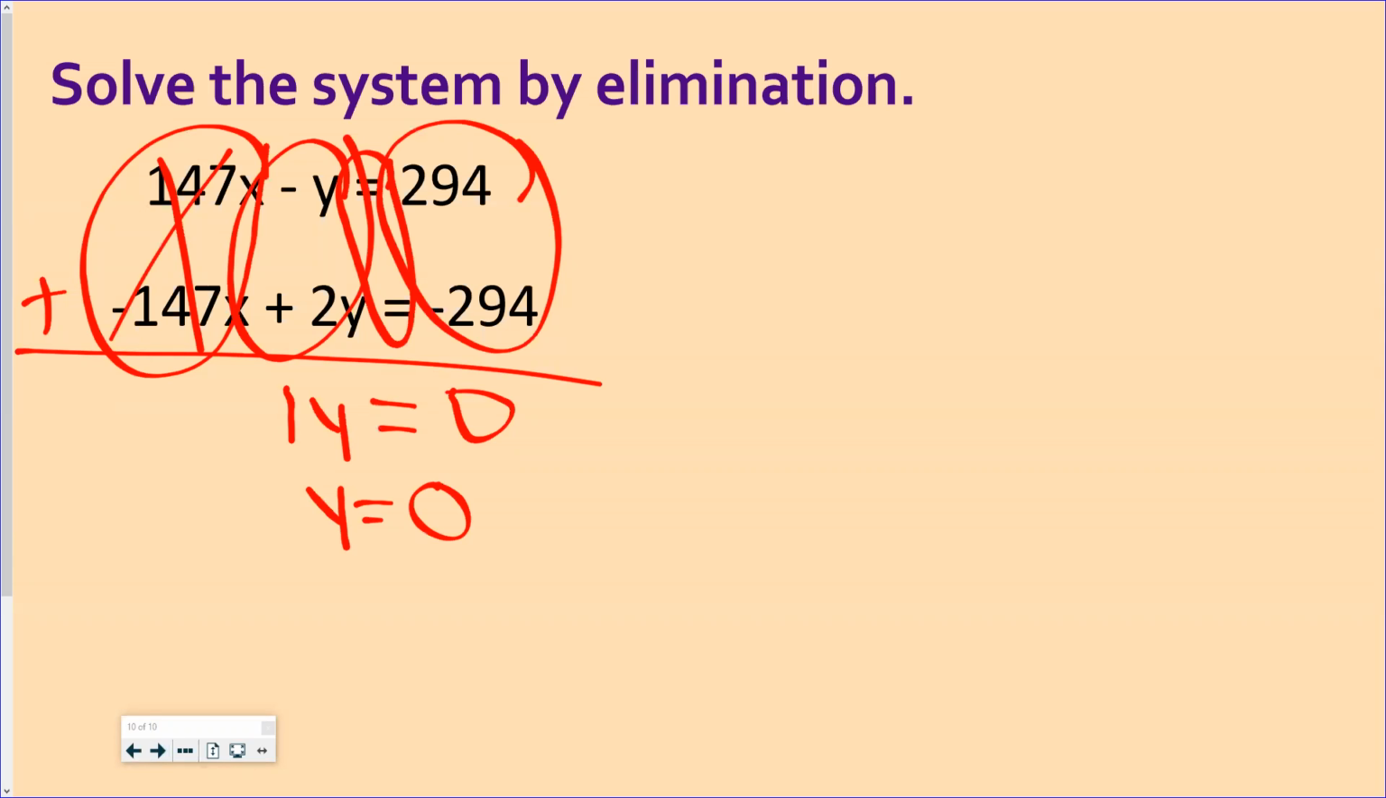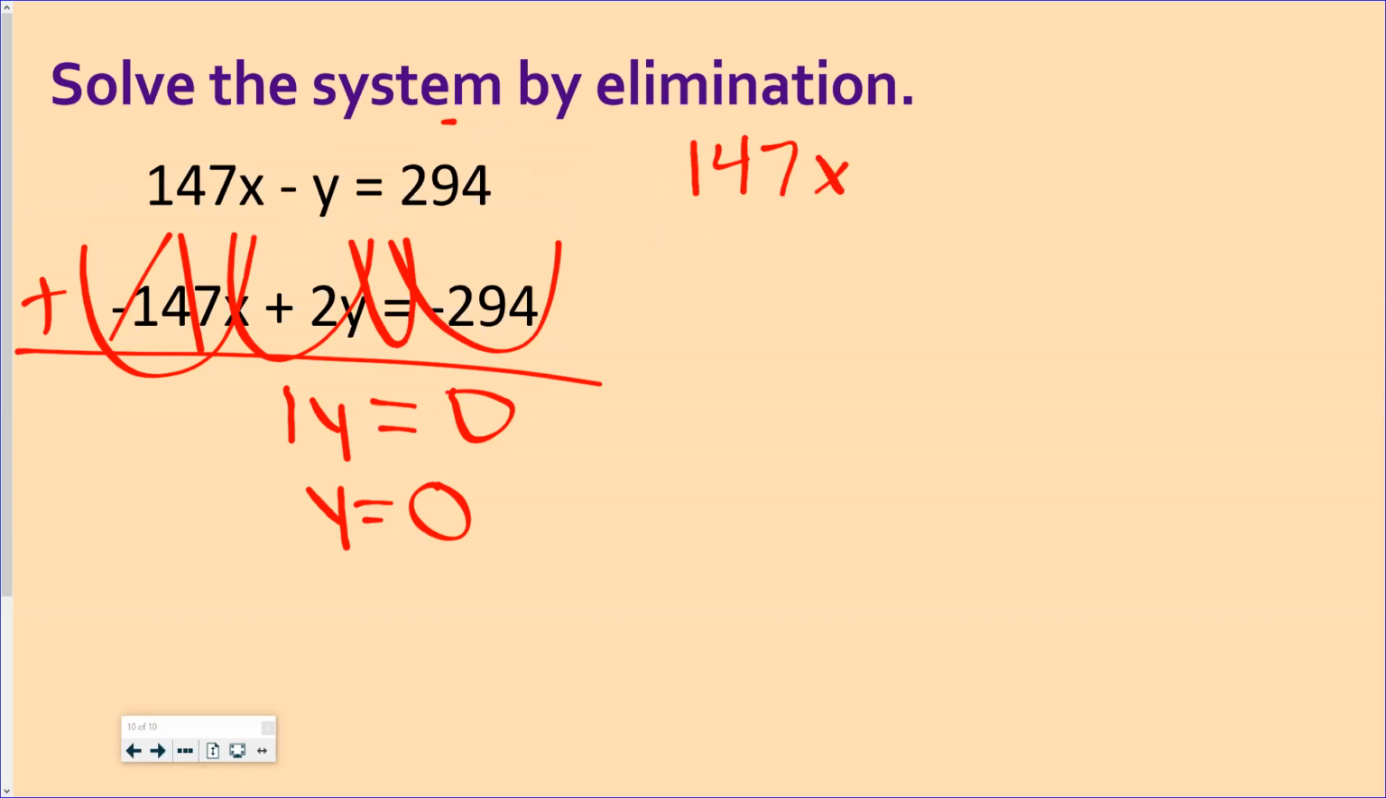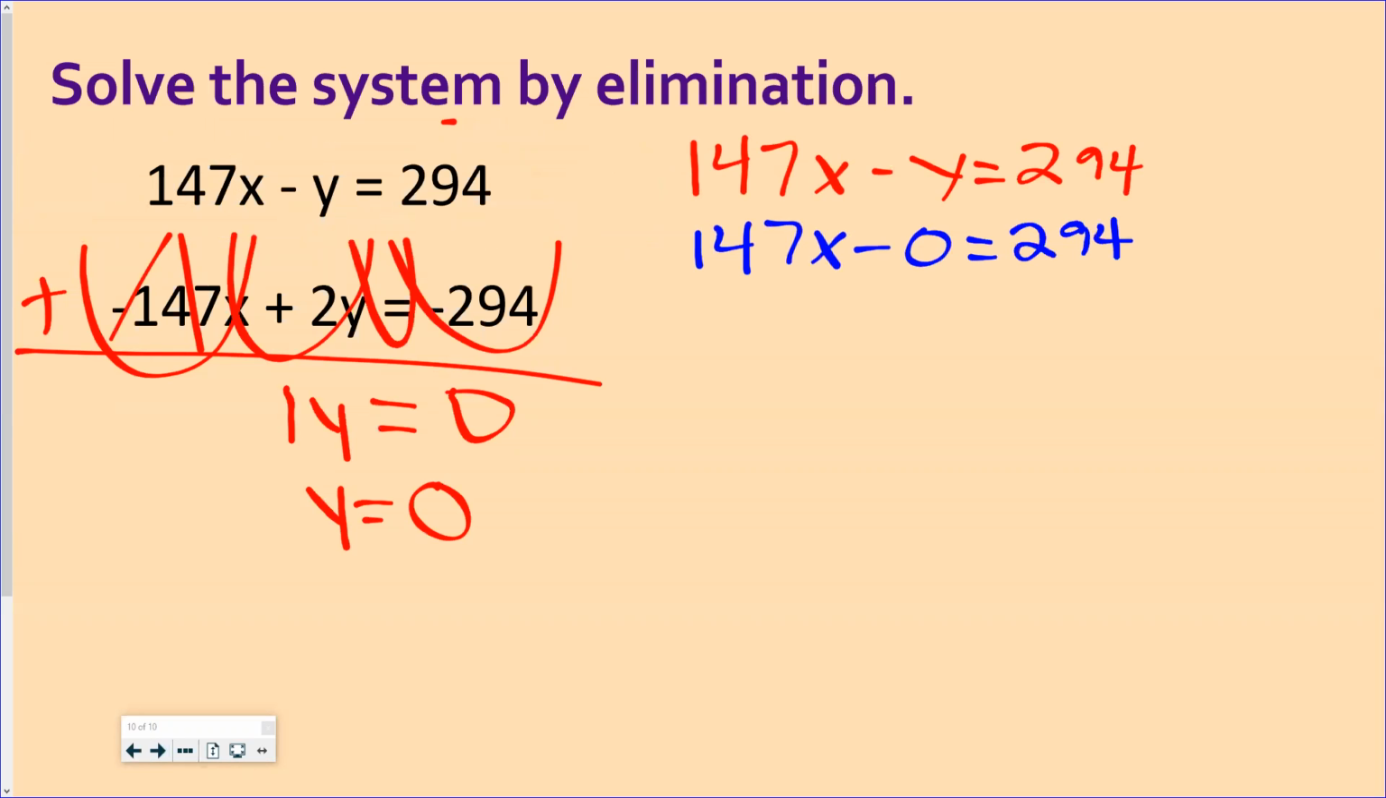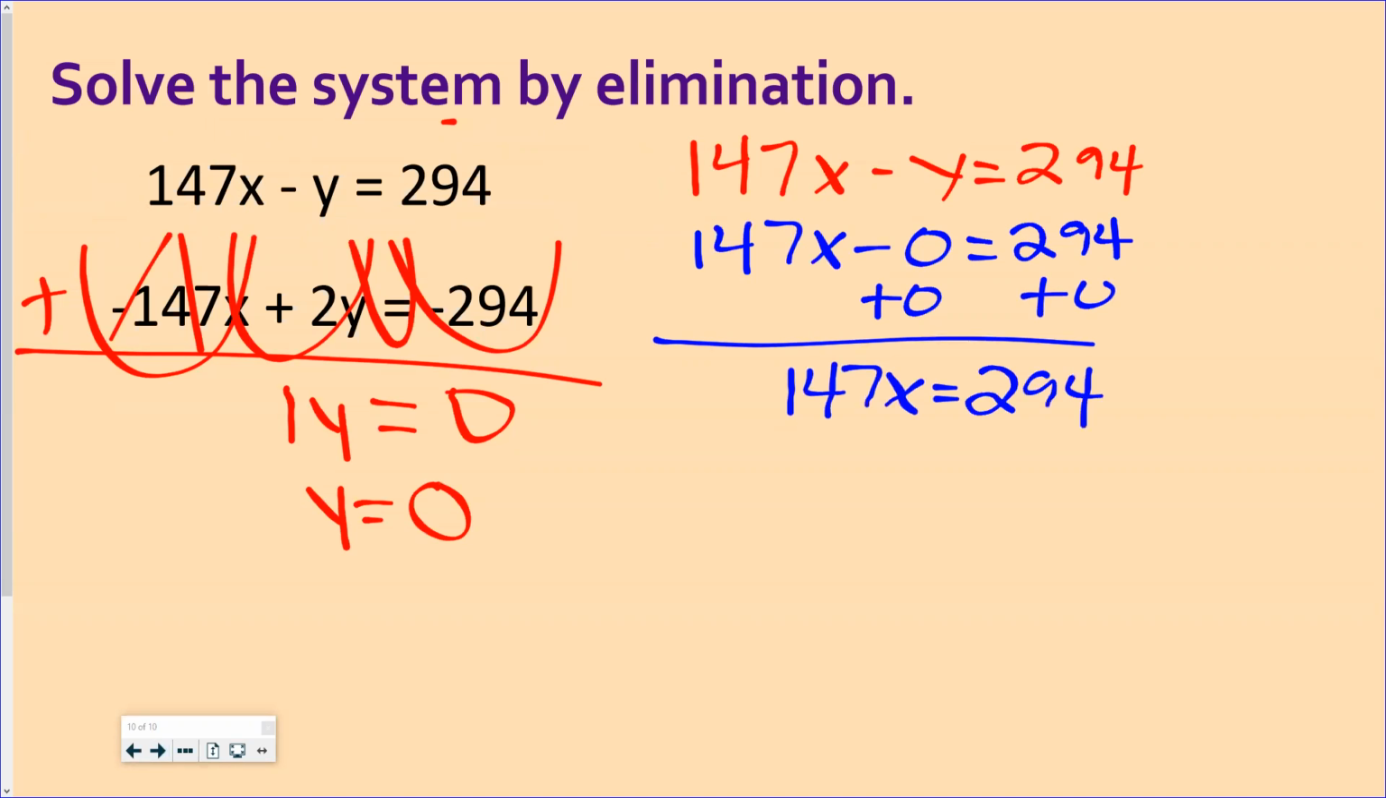So again, you can pick any equation that you want. I'm going to go ahead and pick the top equation, 147x minus y equals 294. So 147x minus 0 equals 294. That 0, if I add it over, is still going to give me 147x equals 294.